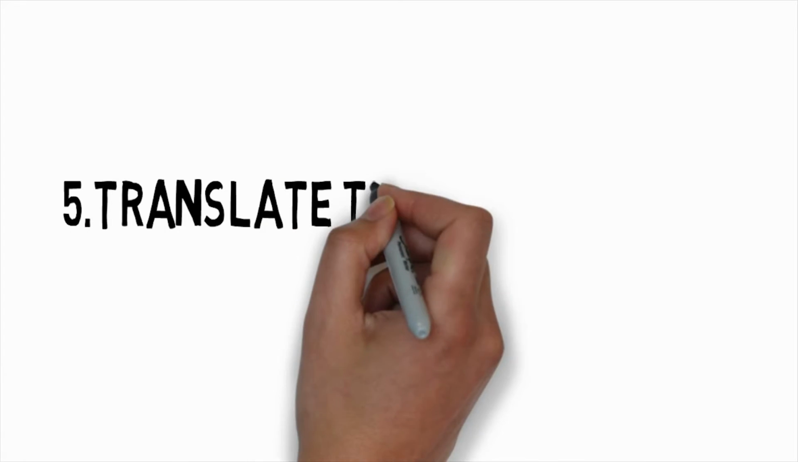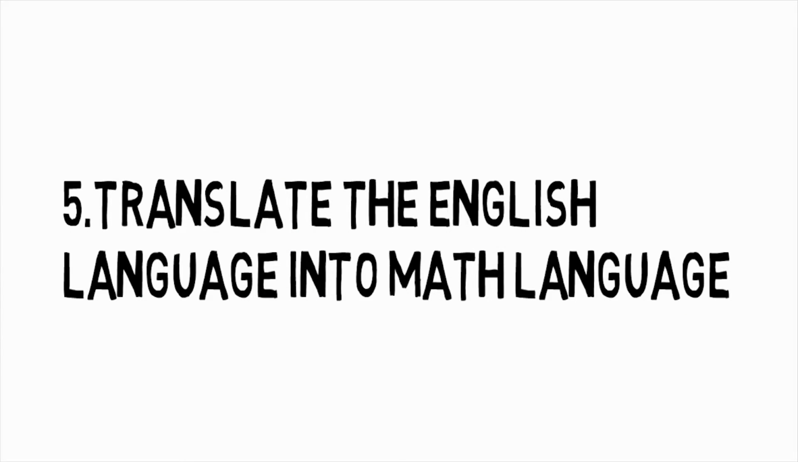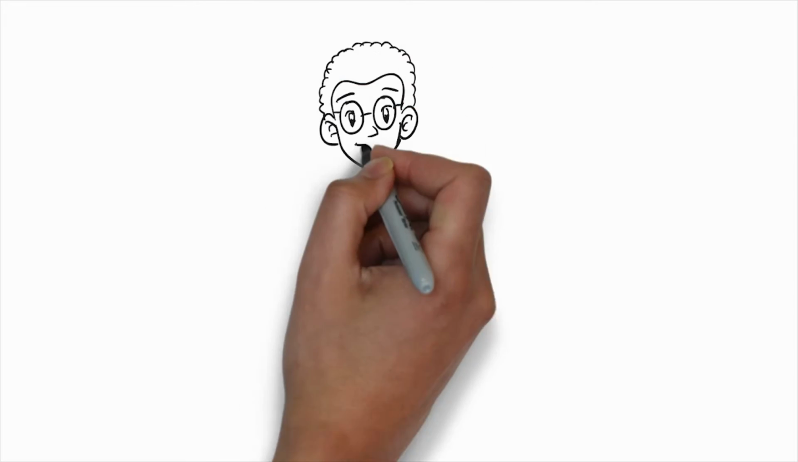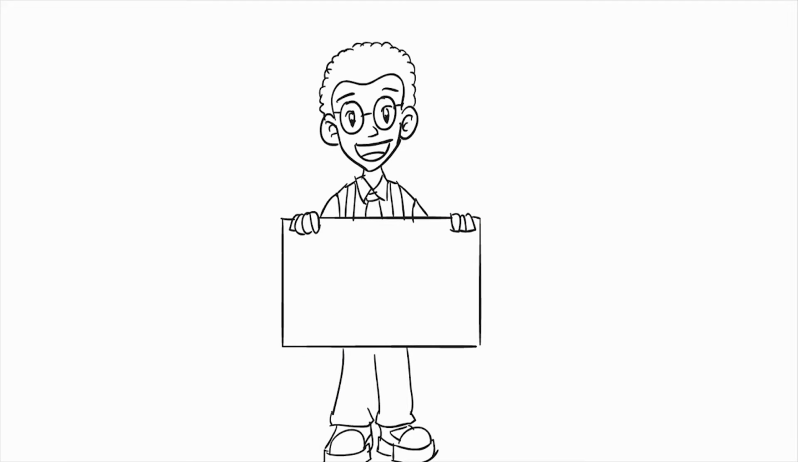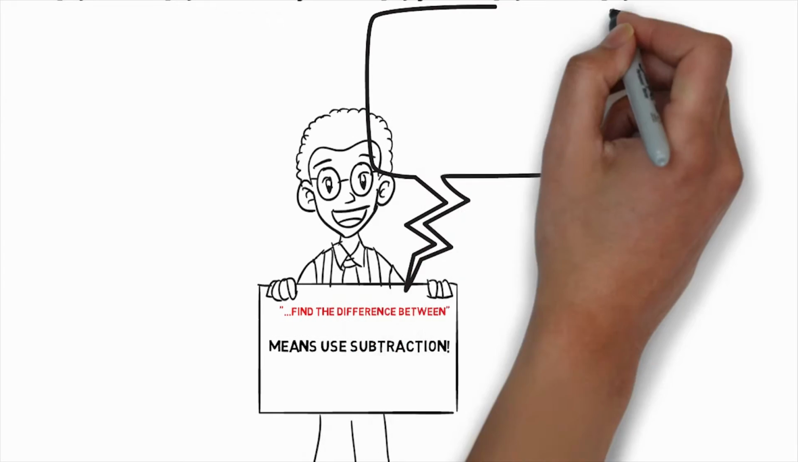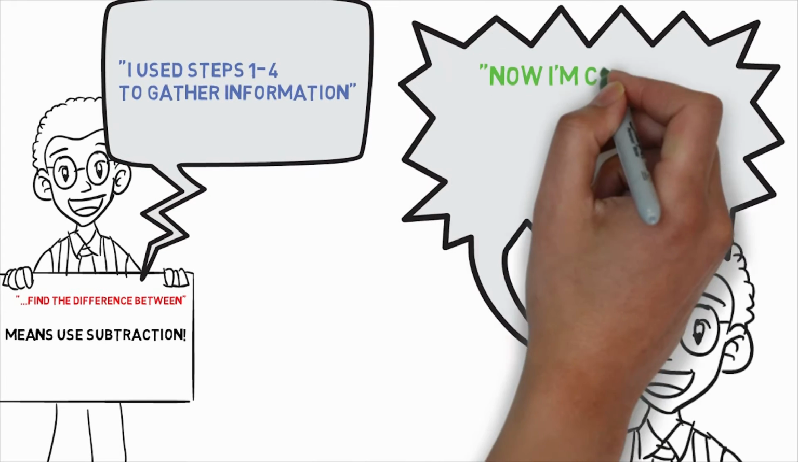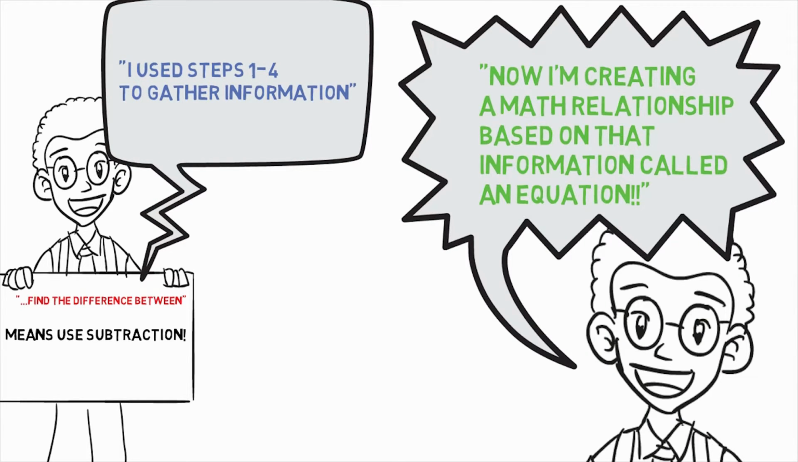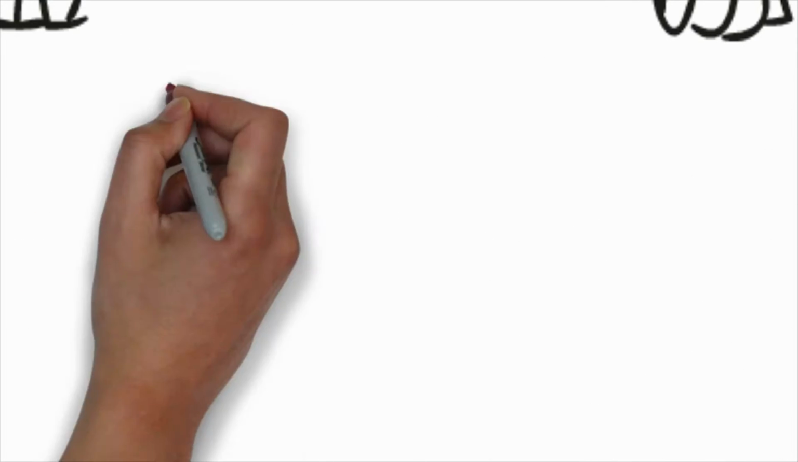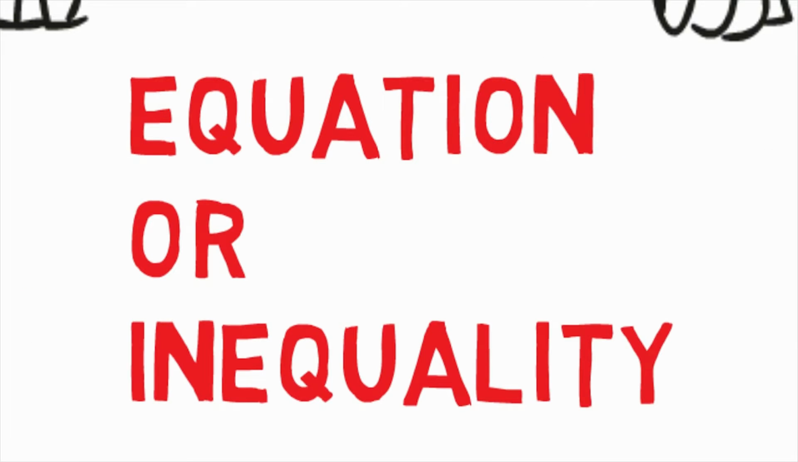Number 5. Translate the English language into math language. Be familiar with the mathematical equivalent of some English words. Your goal here is to come up with a math relationship from the useful information that you have gathered from steps 1 to 4. A math relationship is what we commonly refer to as an equation, although the relationship can also be that of an inequality.